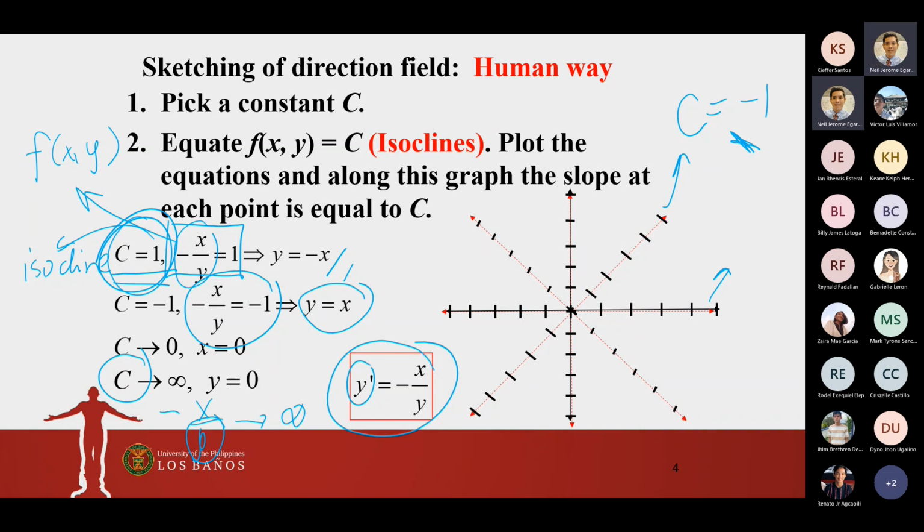Tapos makita niyo ngayon, kaya kong mag-construct ngayon ng solution. Ang solution sa y prime equals negative x over y ay yung mga curves na ang tangent line at their particular points ay equal doon sa mga nakadrawing na line elements. So meaning, halimbawa, isang solution. Let me use a different color again. Purple. So ito ay isang solution.